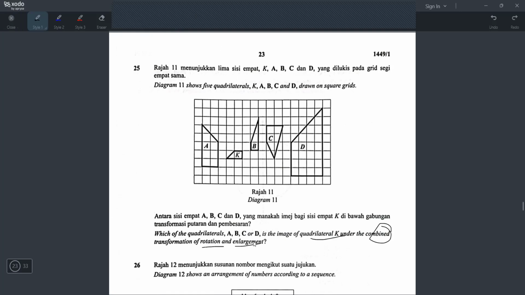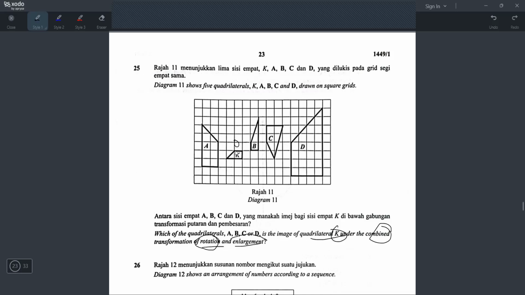Okay, first thing first, K is the object, right? Because they say which one of A, B, C, D is the image of K. So K must be the object already, right? So they're asking A, B, C, D, which one is the image under transformation, rotation, and enlargement. Okay, if it rotates, its length won't change, right? What does it mean by that?